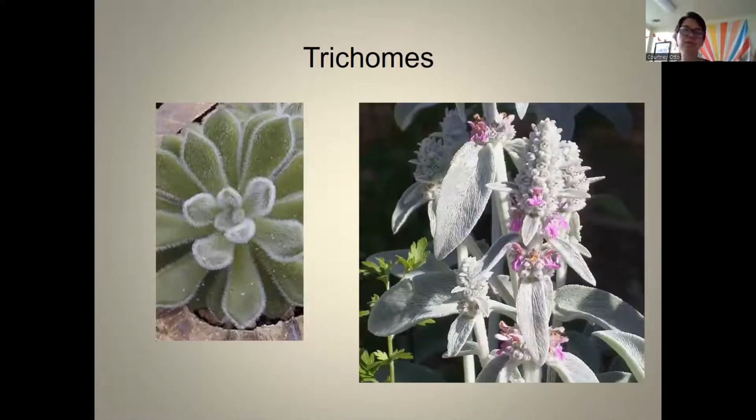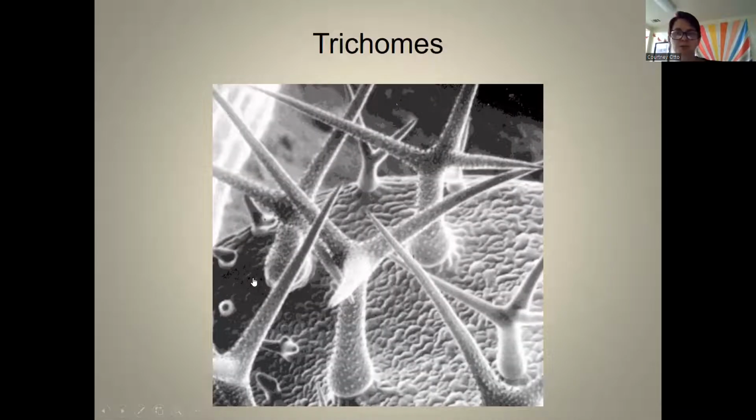All right, here's the macroscopic view of trichome. So see what I mean? You've seen these things before. You've seen them on really furry plants like this lamb's ear here, or this little fuzzy succulent here. We're going to see some trichomes under the microscope.